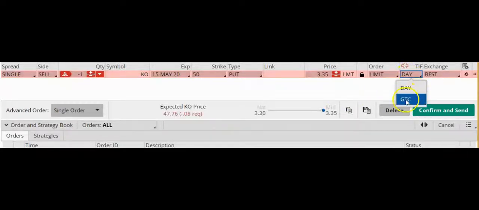I never use a GTC order for an opening trade because I don't want this order to remain open and carry over to the next day because I don't know what's going to happen tomorrow. If this trade does not fill today, I want it to expire so I can start over again from scratch the next day.